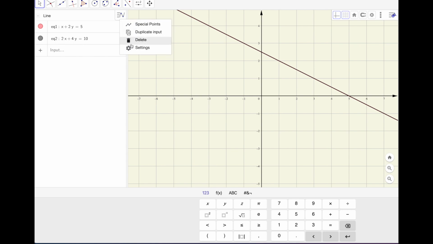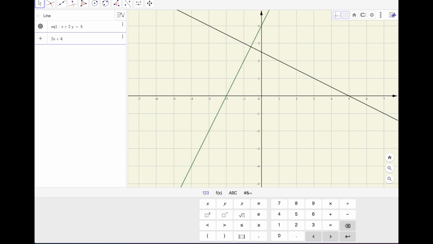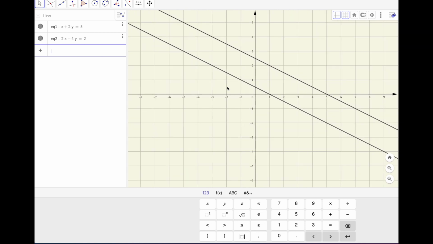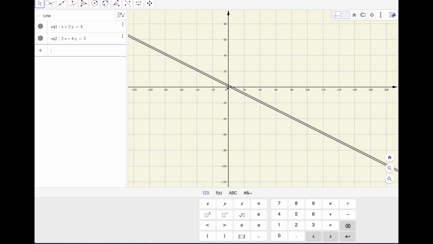Let me get rid of these. And let me type. The first one, I have it in front of my eyes. You might have forgotten, but trust me on that. So this is one equation, and then let me write 2x plus 4y equals 2. And this is another equation. Okay? So you see these two lines are parallel. So is there any intersection point here? Yeah, we can actually zoom out to see if there is something we don't see.